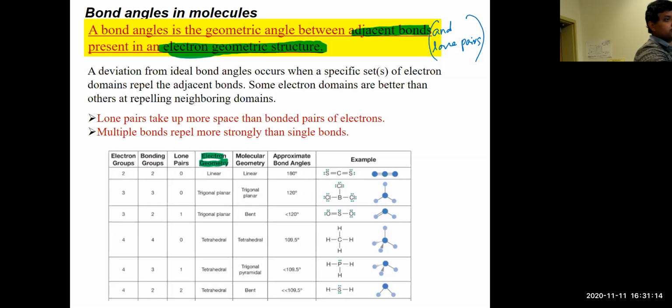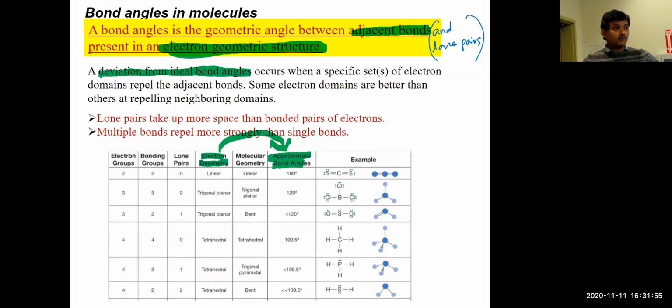This is what you're going to use to predict the bond angle. It comes right from the electron-domain geometry. What we are discussing here is what happens when electron-domain geometry has a certain number of atoms around it. It has some ideal bond angle, but you will also have some issues with lone pairs and double bonds, which is called a deviation from ideal bond angles.